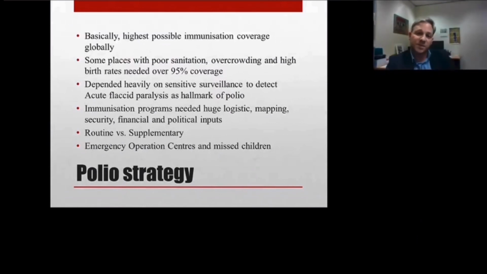It does depend on sensitive surveillance. You need to be able to find cases with acute flaccid paralysis, so a flaccid limb, as a hallmark of polio. And then you look at those cases with acute flaccid paralysis, or AFP, and test them to see if they've got the polio virus, so that you can see where it still exists in the world.